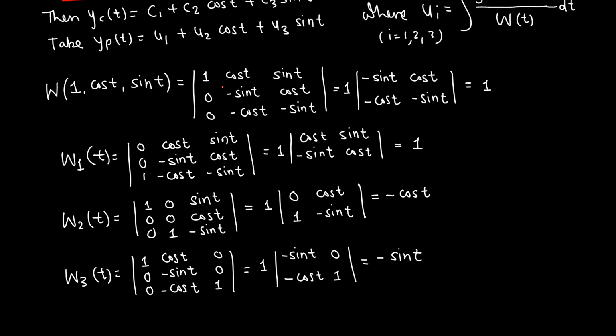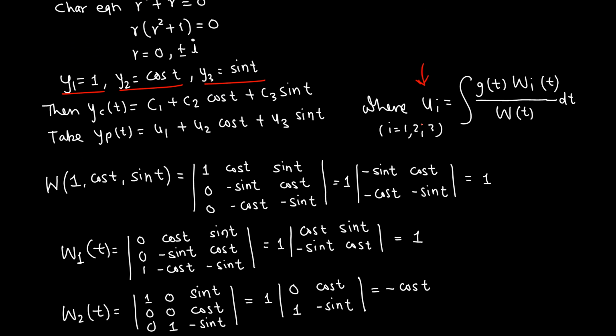And W3 is W, but the third column is now 0, 0, 1. We can expand along this 1, delete the row and column containing 1. So negative sine t 0, negative cosine t 1, multiply negative sine t minus 0, just negative sine t. So we have now W1, W2, W3 and W.